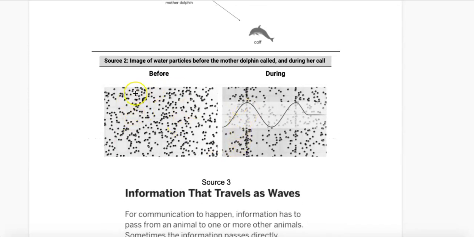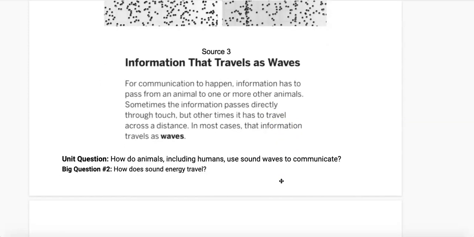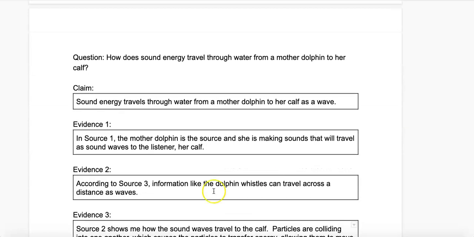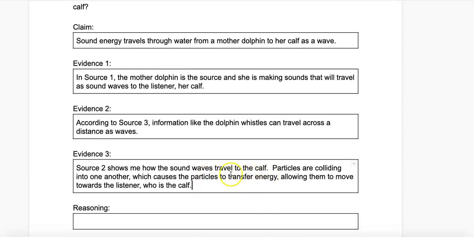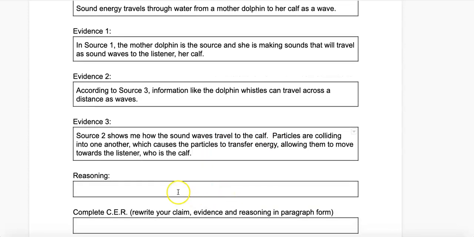The minute the mother dolphin started to make her call, we see these water particles lining up. They're getting in that pattern. They're colliding with one another. And based on the simulation we learned yesterday, when particles collide, they are creating that energy. That transfer is happening when they are colliding, when they are in that pattern.